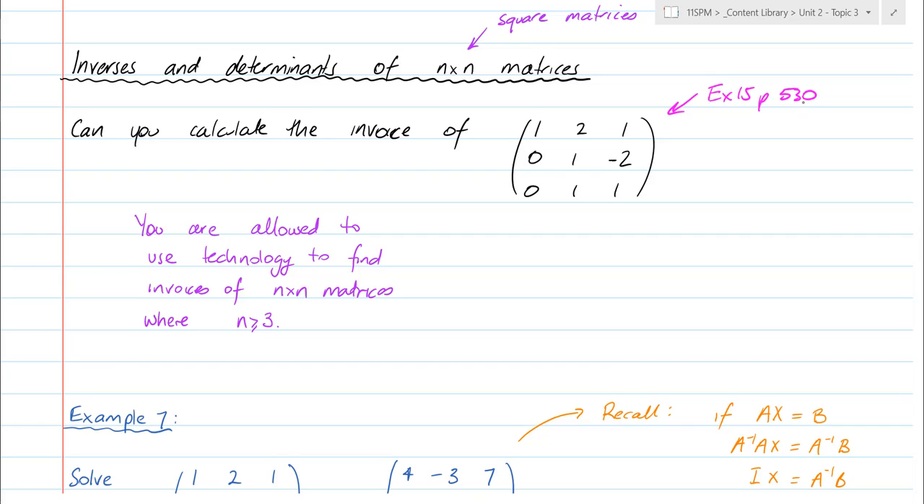It's not too bad if you have zeros and ones. Lots of ones is a bit of a pain, but if you've got some zeros in there, that simplifies things quite nicely. So it's not too bad to do with pen and paper, but you can calculate the inverse on your calculator as well.